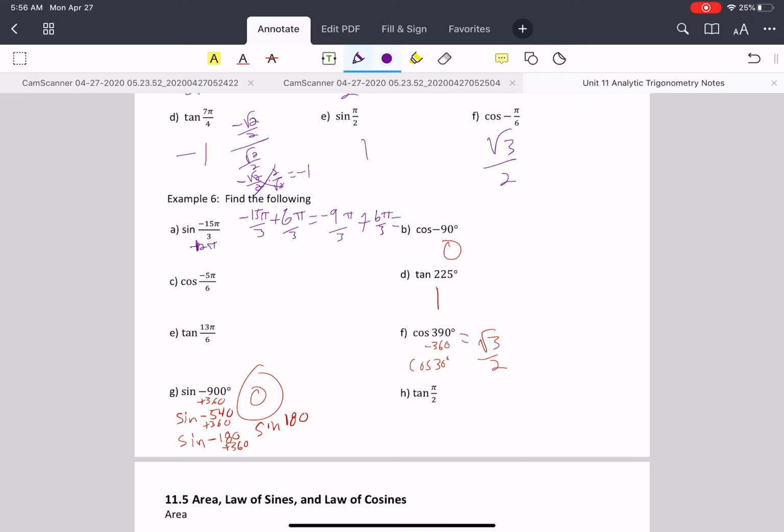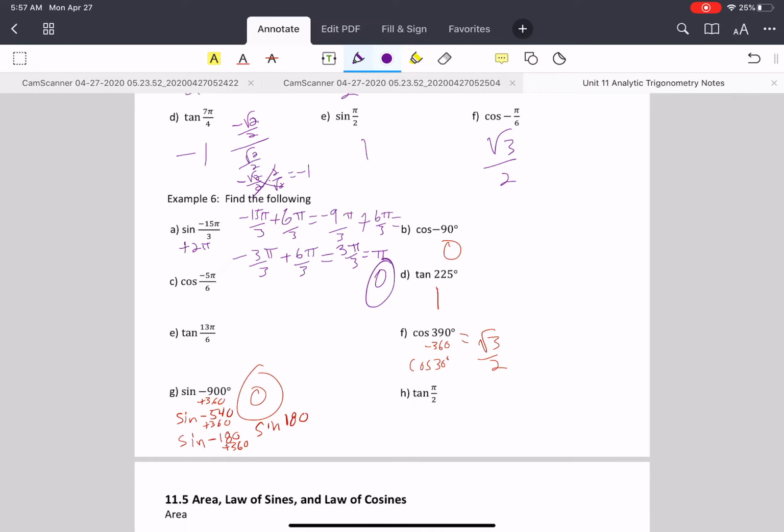And I end up with negative 3 pi thirds. So I'm going to add the 6 pi thirds again. Now remember, the 6 pi thirds is like me adding 2 pi over and over. Okay. And I end up with 3 pi thirds, which reduces to pi. So when it's asking for the sine of negative 15 pi over 3, it's really asking for the sine of pi. Well, the y coordinate at pi is 0. So I know that that answer is 0.